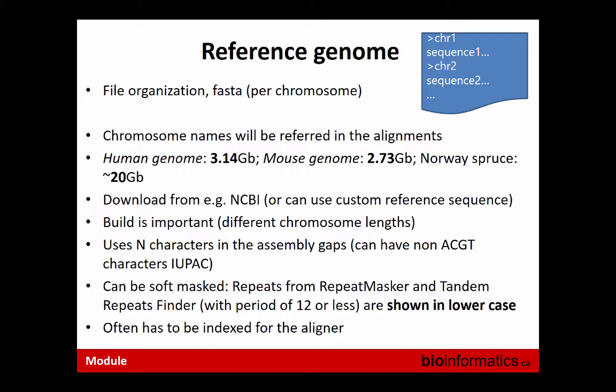So where do you access a reference genome? It is better to not use the genome from your friend or from somebody, unless you're doing some custom work, but download it from reliable sources. And one of them is NCBI, of course, or you can download from UCSC. On the browser, there is a download button, and all species are there. We will, in the tutorial, try to check this.